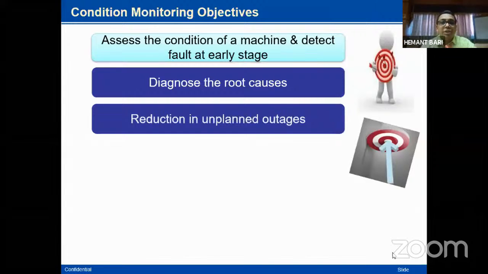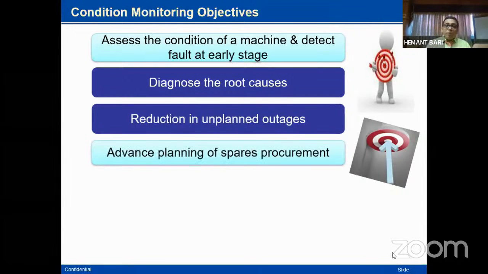Reduction in unplanned outages. There will not be unplanned outage. There will always be a planned outage you can take, because you know with the help of condition monitoring data which machine is getting deteriorated, which machine has a deviation, or which machines do not need any kind of maintenance.